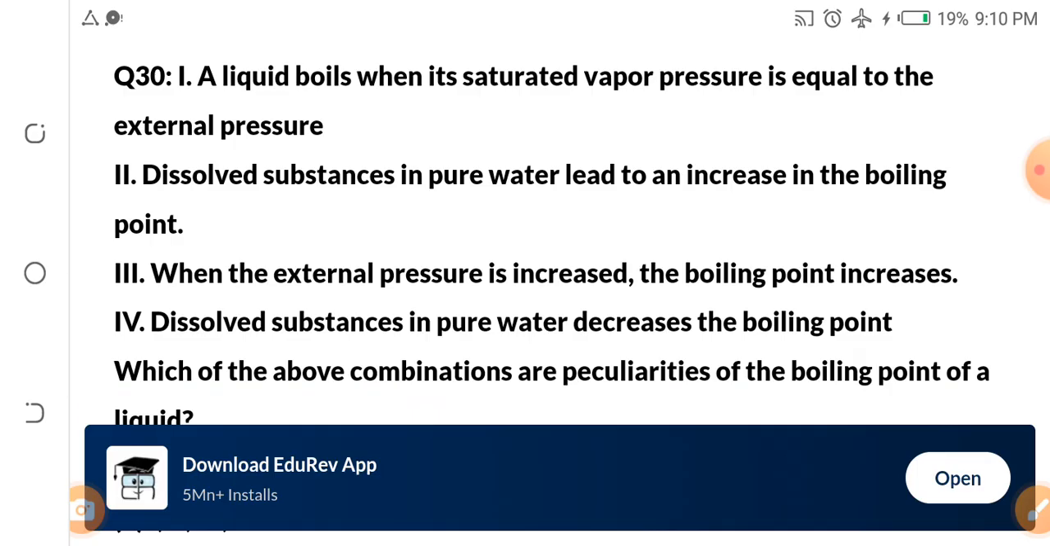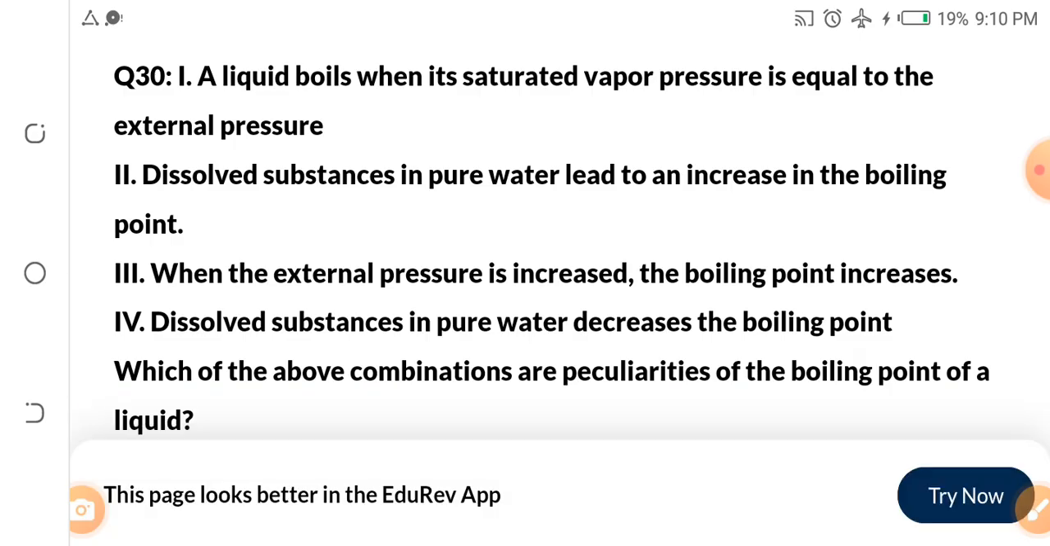This question 30 is complex. That's why I need you to give it your attention. Don't rush. A liquid boils when its saturated vapor pressure is equal to the external pressure. They will give you some statements.